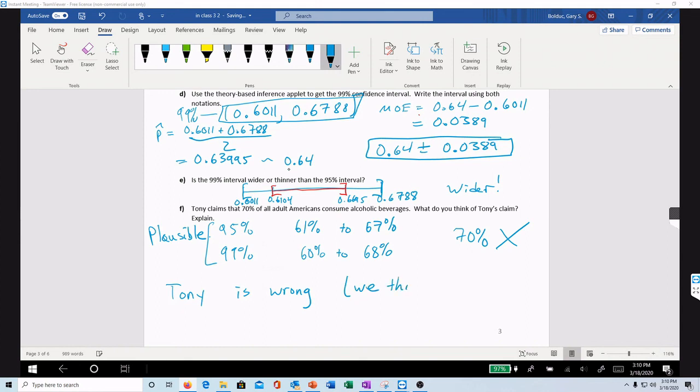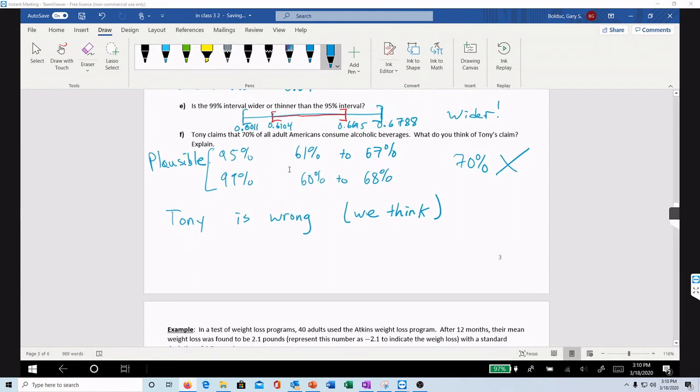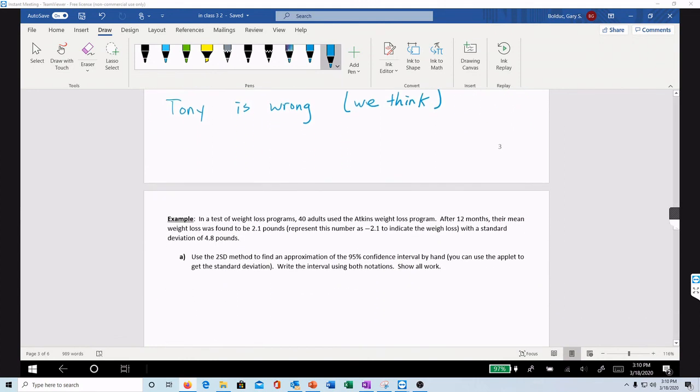But there's a caveat here. We've got evidence towards him being wrong, but we can't 100% say Tony's wrong. We just think it's extremely likely he is wrong. But he could be right. It's possible, but probably wrong. So you could tell him that.